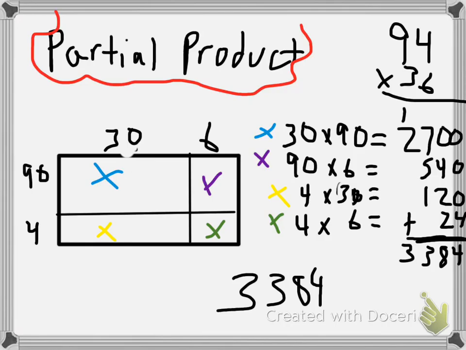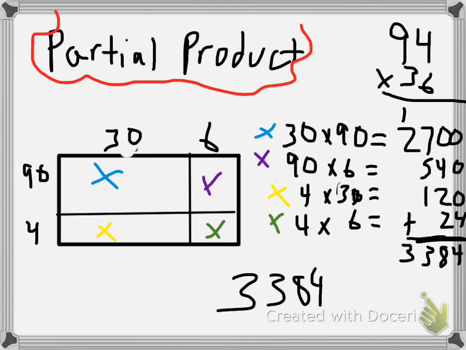And then I just come over to the left side of the column, and I multiplied 30 times 4, which is 120, and then 30 times 90, which is 2,700. And then I just did the same thing we did with the standard algorithm. I placed a line under all of that, and you have to add it together.